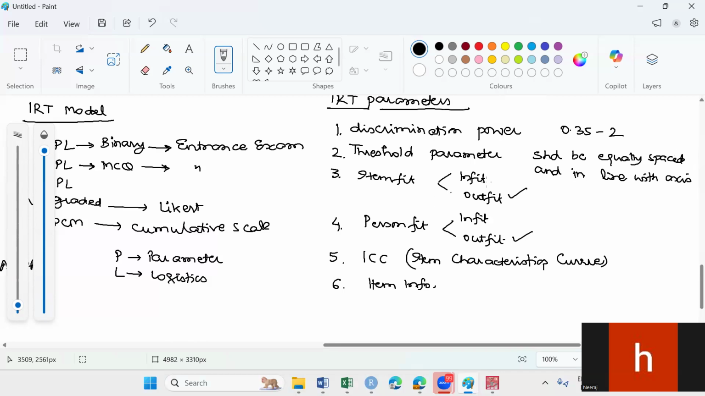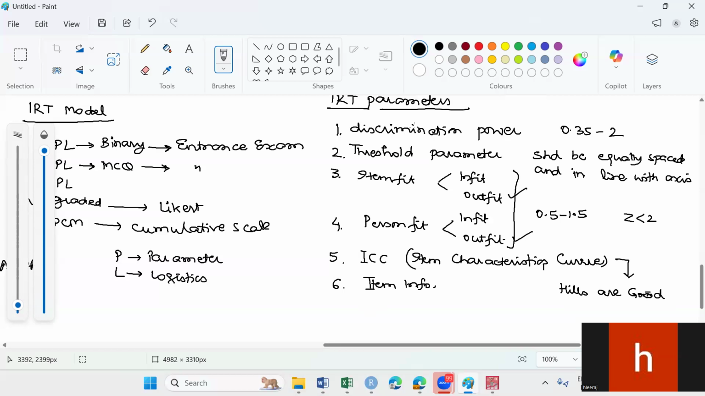The fit values are between 0.5 to 1.5, and it will give the z-score; a value less than 2 is okay. Z-score 1.96 or 2 is okay. For ICC, remember a line formula here. Hills are good. Item information: every item should capture different information. Okay, you may not get it, just write it.